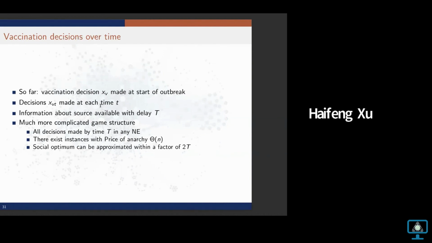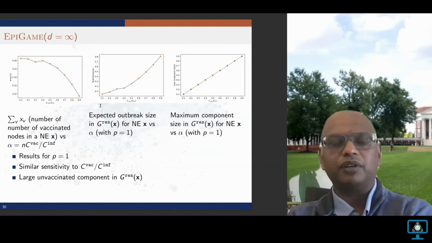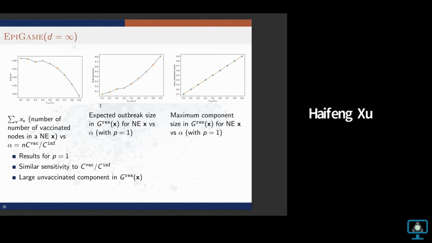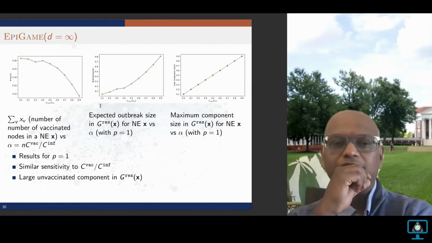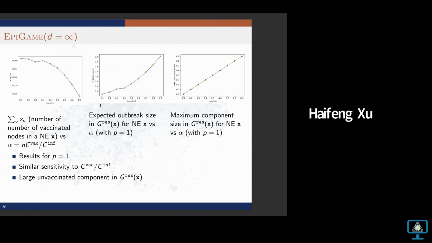Oh, sure. Yeah, I have a question on the previous slides. In the first panel, that alpha, what is the n factor there? Oh, n is the number of nodes. Okay, I see. So this alpha can indeed go to very large, because typically n is very large, but C vaccine and C infection are constants typically. Right. Yeah, it can become large. I see. Okay, thanks.